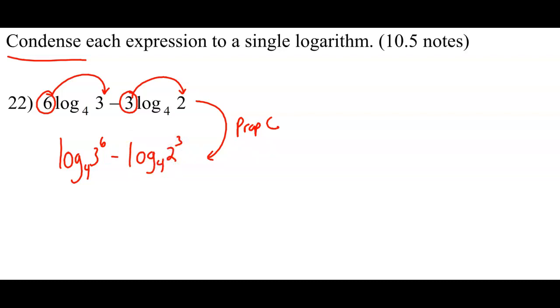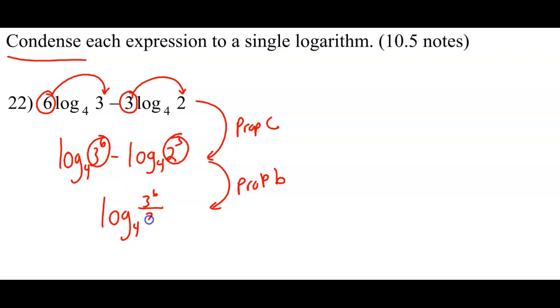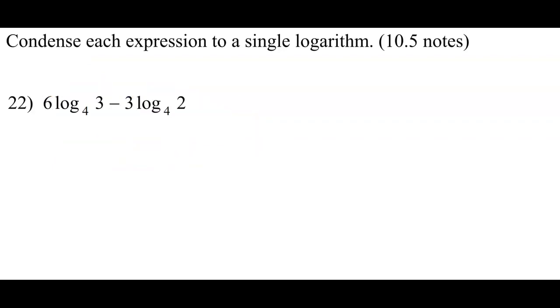Next, we're going to use property B. Property B tells us that if we have two logs that are being subtracted, we can put those together as one logarithm, whereby we make this the numerator and this the denominator. And that's the end of it. We can stop there with that one. So you always start with prop C, and then after that you're either going to do prop A or B depending on the problem. Let's go ahead and take a look at 24.